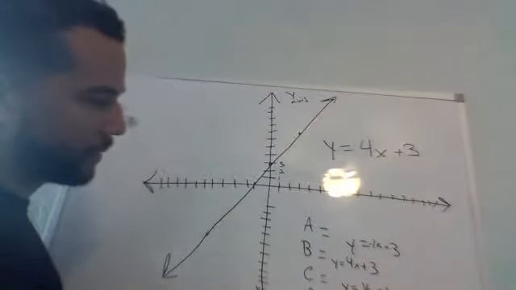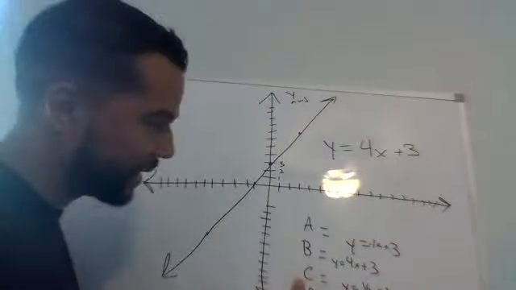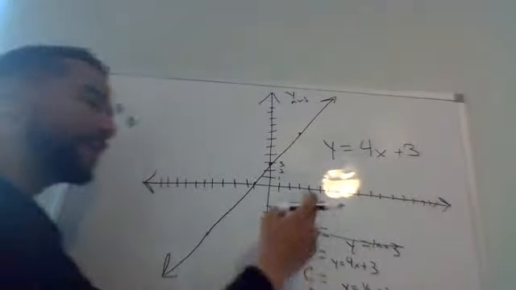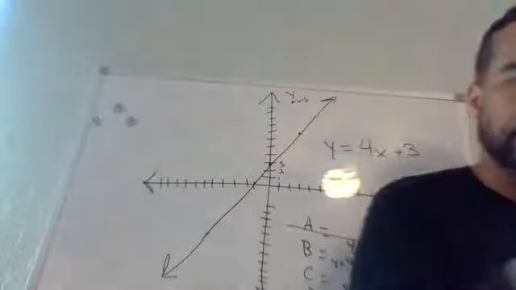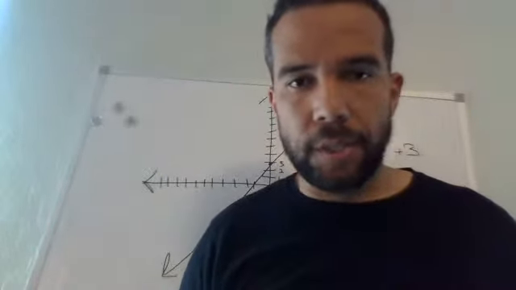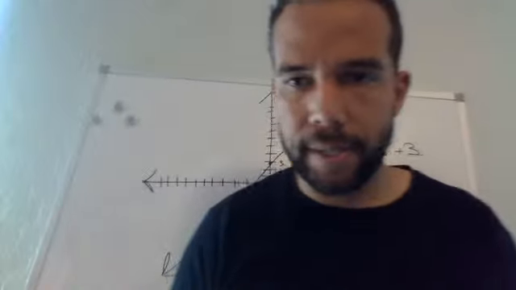I could already get rid of these. I could get rid of D. I know that D has a negative slope. This does not have a negative slope. And I can get rid of A. So I should really be down between B and C. Right? So again, just a couple of quick hits there.